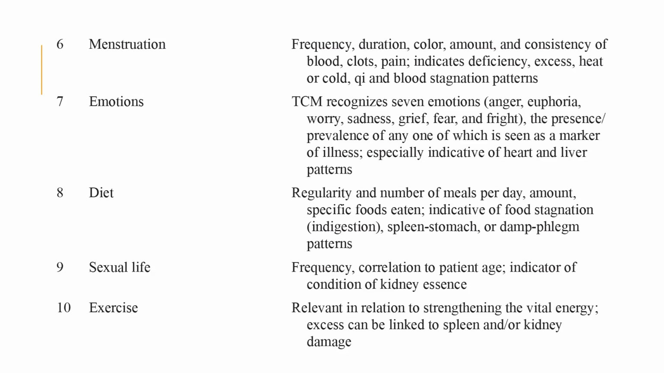Number 8, the diet. We get the regularity and number of meals per day, amount, specific food eaten. Indicative of food stagnation, indigestion, spleen, stomach, or damp. We get the frequency, correlation to patient age, indicator of condition of kidney essence. Number 10, exercise. We get the relevance in relation to strengthening the vital energy. Excess can be linked to spleen and or kidney damage.